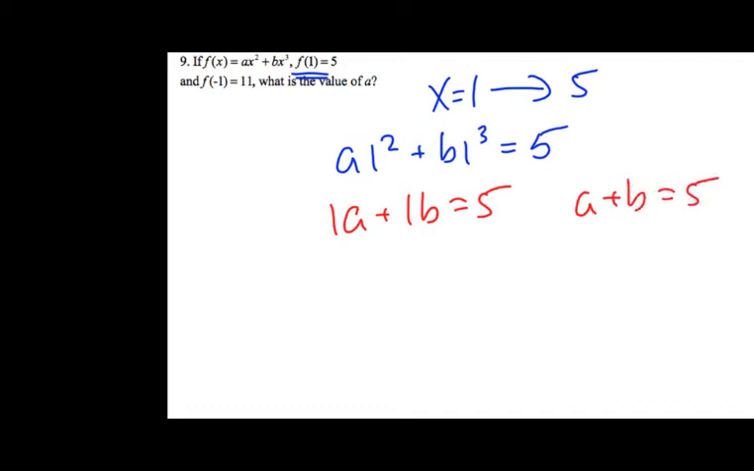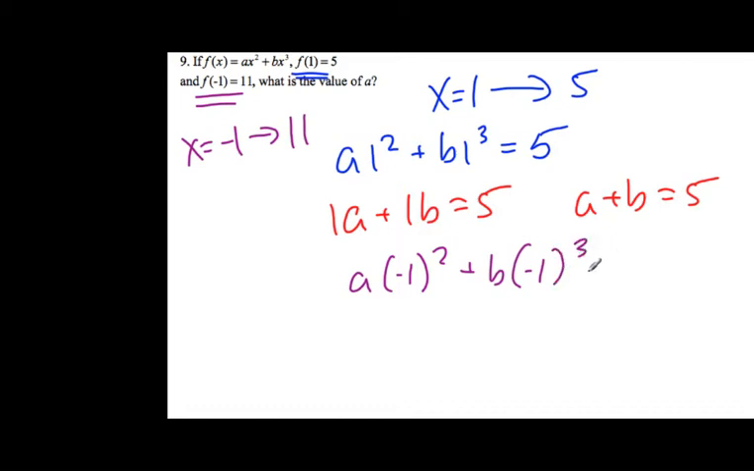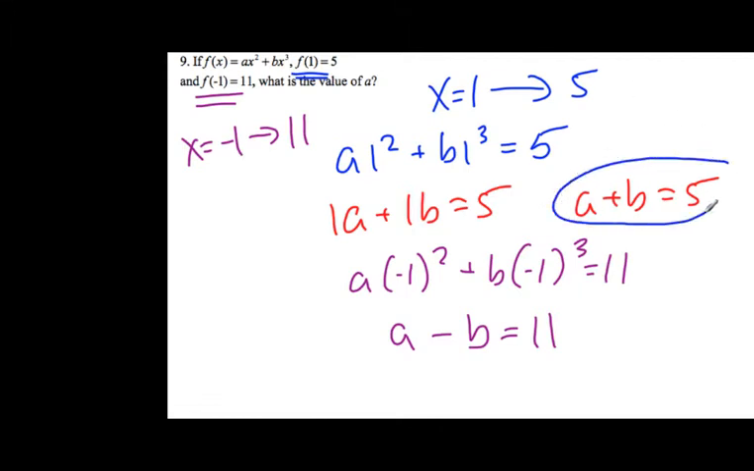Now we have another condition here that when x is equal to negative 1, we need to get 11. So then you have a times negative 1 squared plus b times negative 1 to the 3, and that has to get us 11. Negative 1 squared is just 1, so that becomes a. And negative 1 to the 3 is negative 1. So that's minus b equals 11. So what we have here is we have a plus b equals 5 and a minus b equals 11.